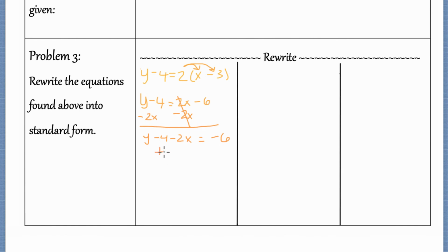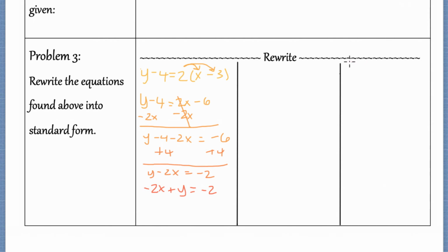Now I'm going to add 4 to both sides to get the constant term on the right, which is going to leave me with y minus 2x is equal to negative 6 plus 4, which is going to be negative 2. And now remember, the x term has to come before the y term. And so I'm going to rearrange this so that the x term comes before the y term, and that's going to give me minus 2x plus y is equal to negative 2.